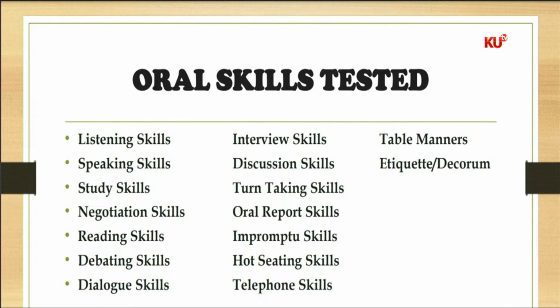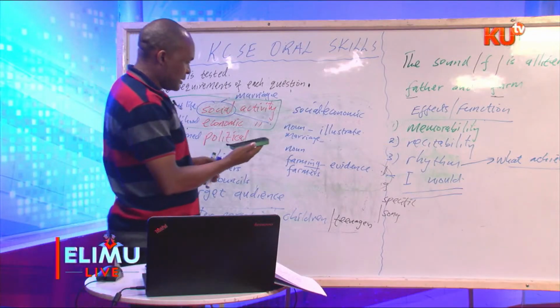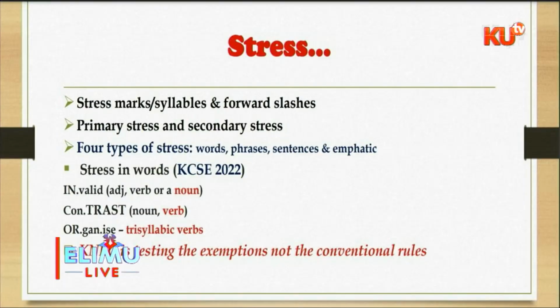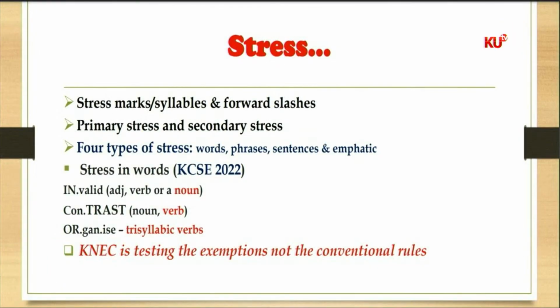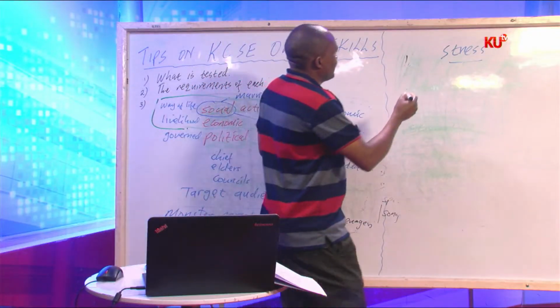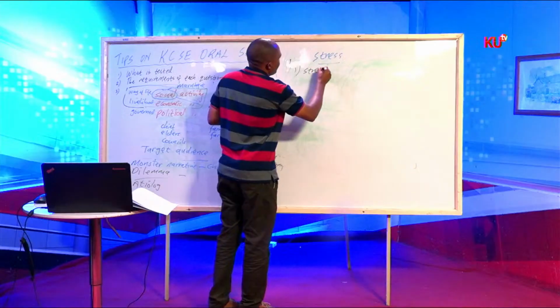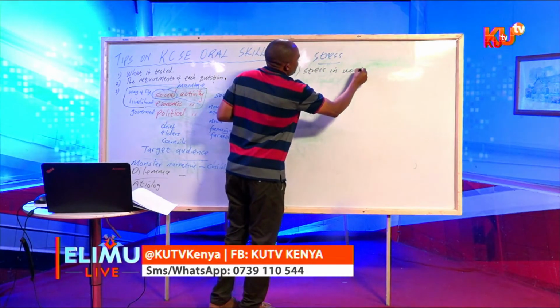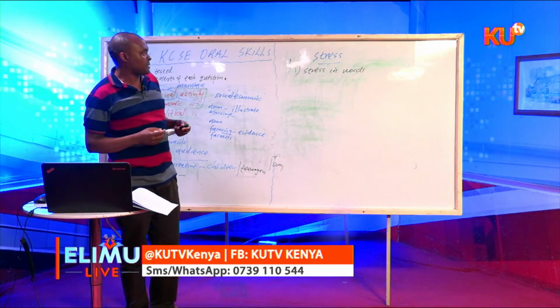Moving on to the next area, which is also very common. This one does not miss. The one on stress. The next slide. I think this could be our last because of time. We will be covering this as the last one. Let me write it here. Stress. And we have 4 types of stress that we test. We have stress in ones. We call that one also lexical stress.